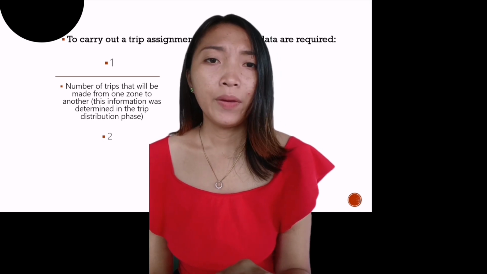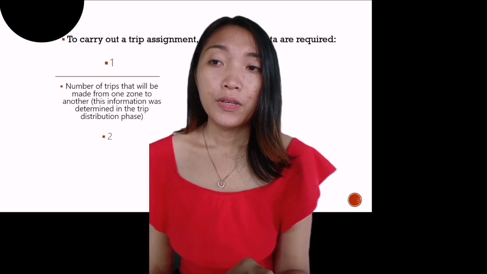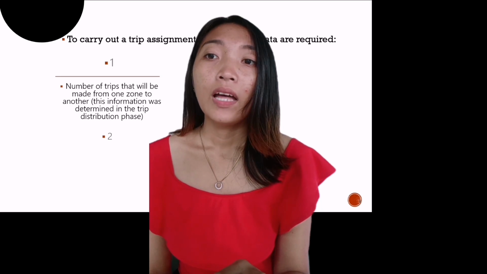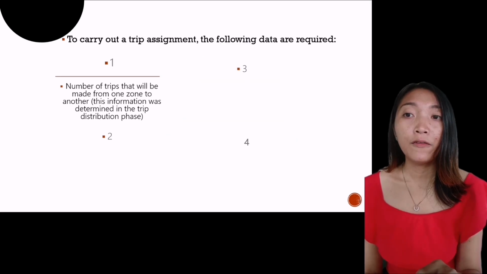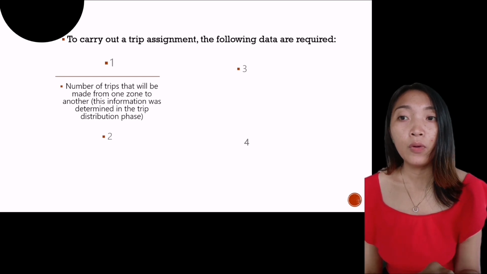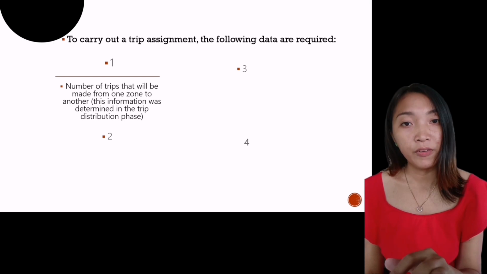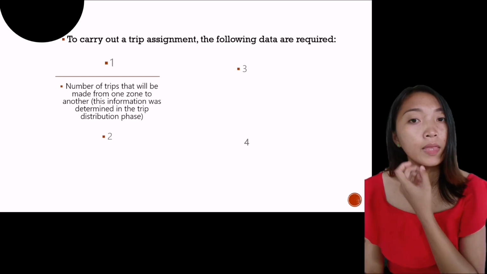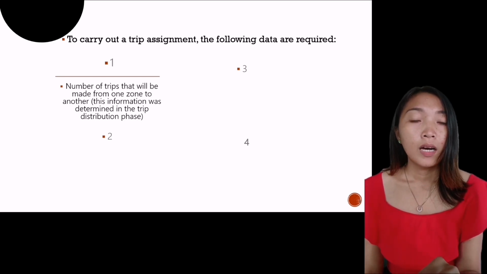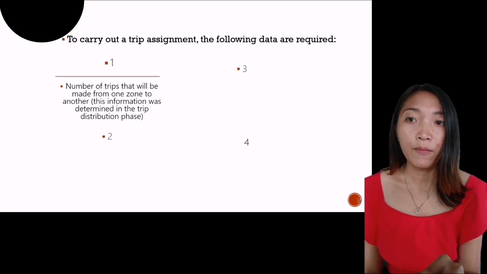So, unsa man kayo ang mga data na kinahanglan nato? First, we have the number of trips that will be made from one zone to another. Kani nga information, atong ma-determine gikan dito sa trip distribution phase or katong second step sa transportation forecasting model.